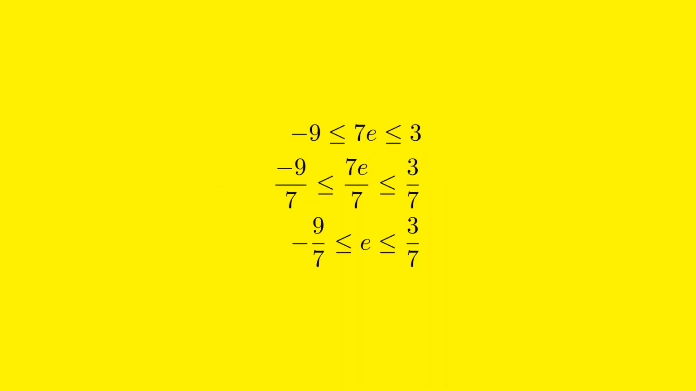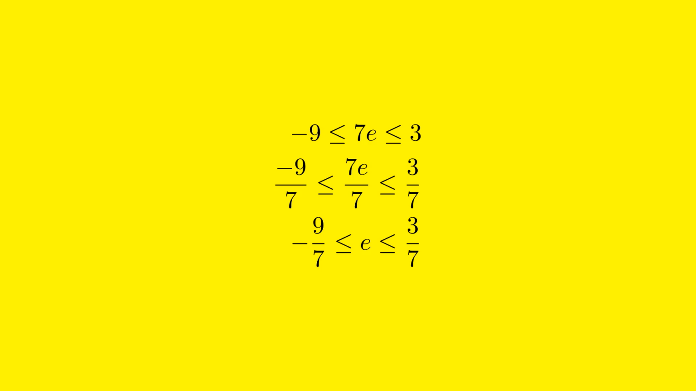Step 2. Next, we need to isolate the variable e even further. This means that we need to eliminate the coefficient of 7 that is currently multiplying the variable e in the middle part of the inequality. To do this, we simply divide each part of the inequality by 7. This will allow us to isolate e completely.